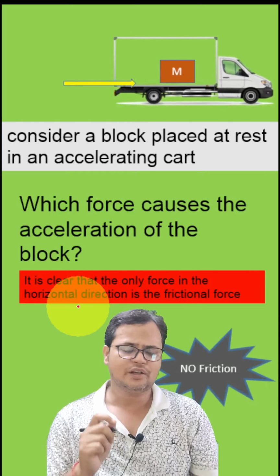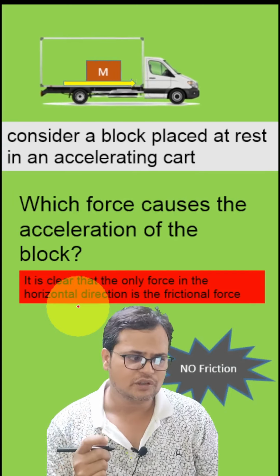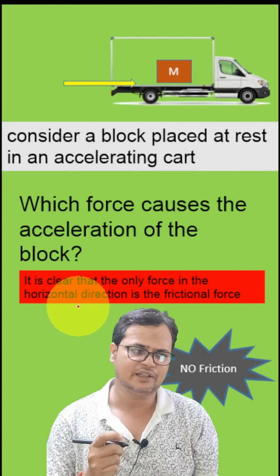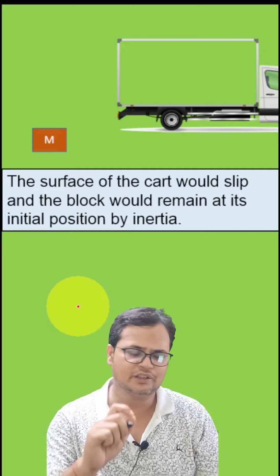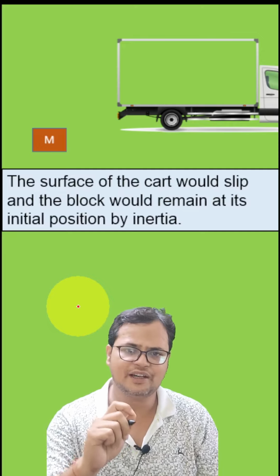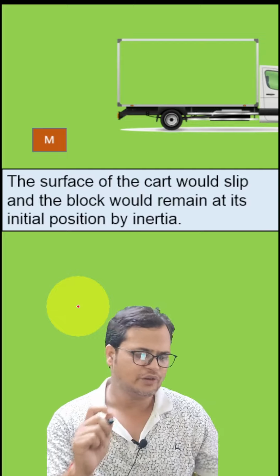Now tell me what happens if there is no friction force between the surface of the block and the cart. Let's see. When the cart accelerates, the block remains at rest. Why? Due to inertia, and there is slipping between the surface of the block and the cart, and finally the block would fall under the influence of gravity.